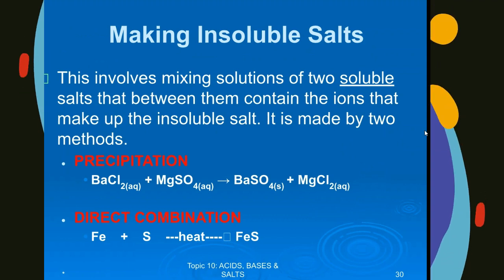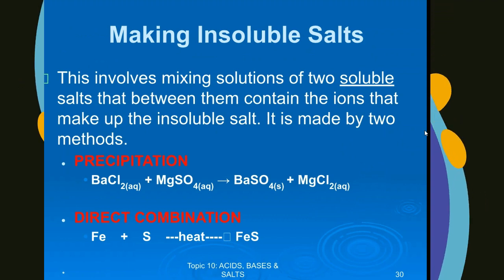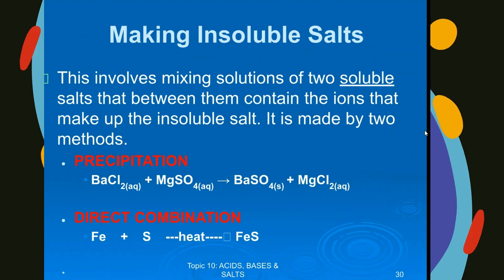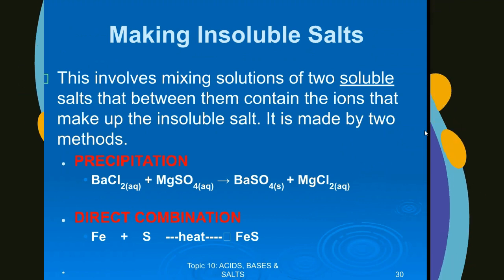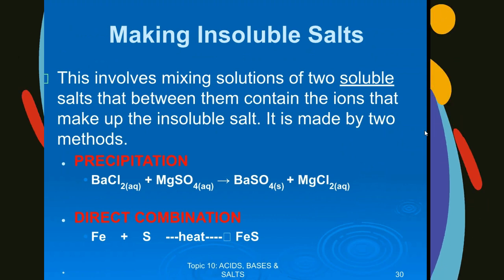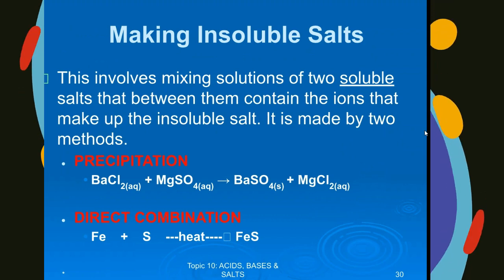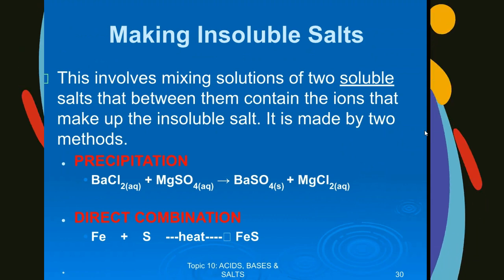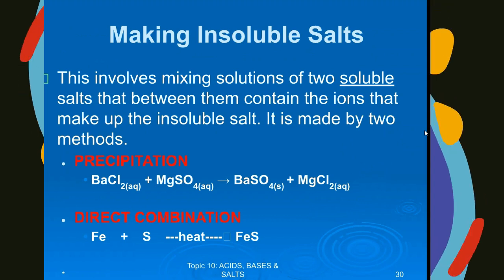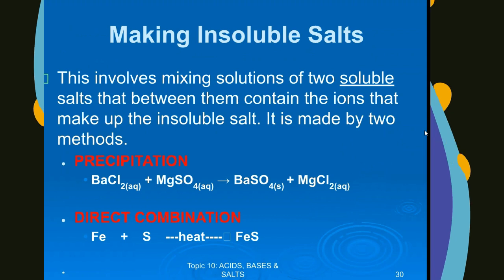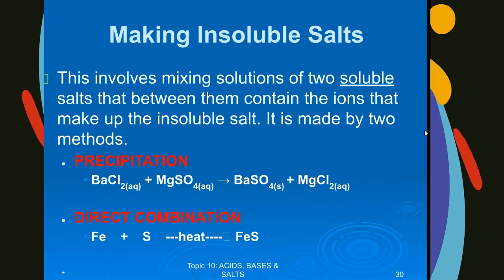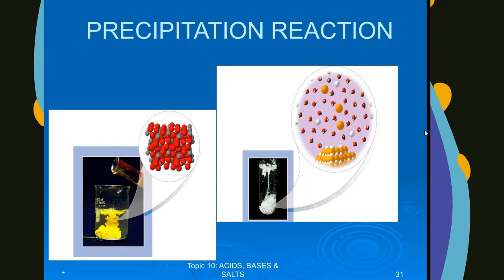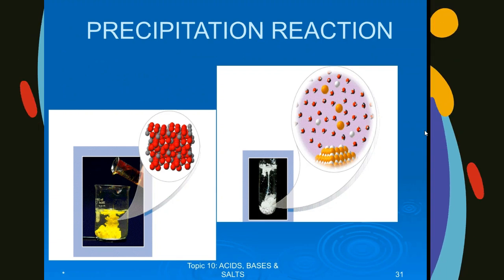Now, making insoluble salts. This involves mixing solutions of two soluble salts that between them contain the ions that make up the insoluble salt. It is made by two methods. The first one is precipitation, and the second one is direct combination. For precipitation, we have the example BaCl2 plus MgSO4, which gives rise to BaSO4 plus MgCl2. Now the second method is direct combination. We have direct combination of Fe plus S, which in the heat gives FeS. Okay, so that is the precipitation reaction.